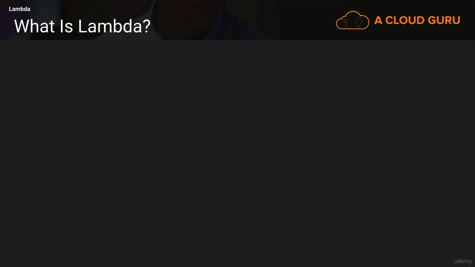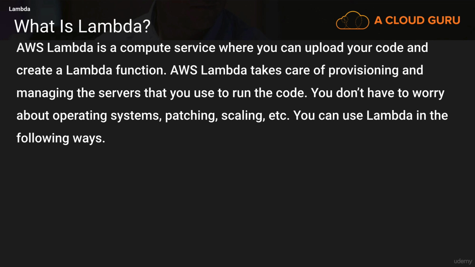Okay, and then we had Lambda, and Lambda again is fairly new technology. We at A Cloud Guru love Lambda. Our entire school runs off Lambda. Saves us a fortune in hosting costs. We're completely serverless. So Lambda is a compute service that you can basically just upload your code and create a Lambda function, and then AWS Lambda takes care of the provisioning and managing the services that you use to run that code. So you don't have to worry about things like operating systems, patching, scaling, etc. You literally just put your code up into the cloud and it will run.